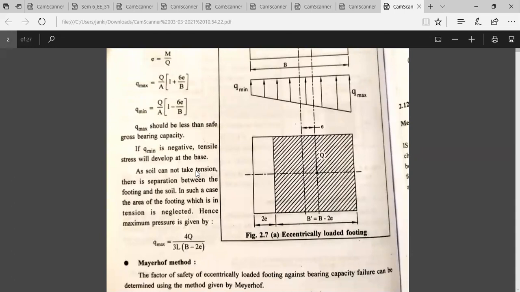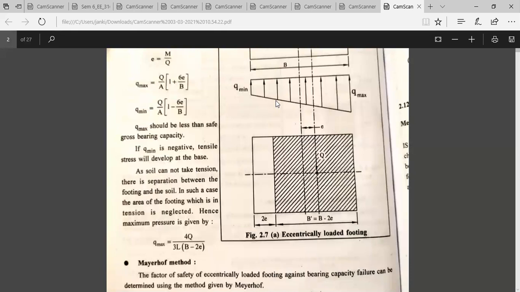Here Q maximum should be less than the safe gross bearing capacity, and if Q minimum is negative, then tensile stress will develop at the base. As soil cannot take tension, there is a separation between the footing and the soil.